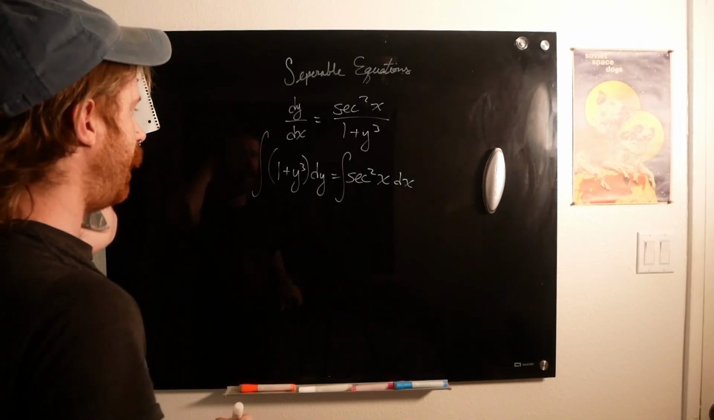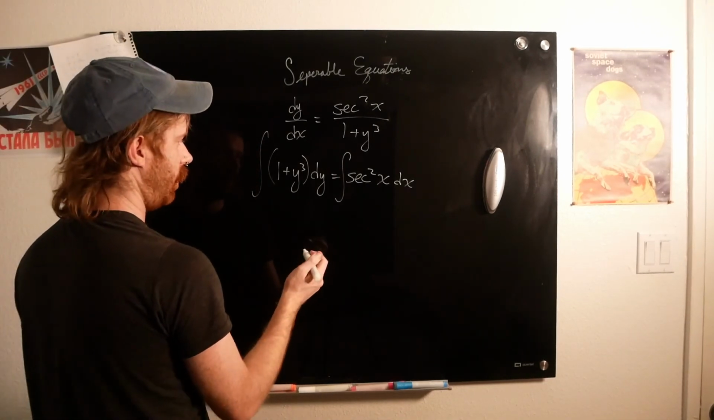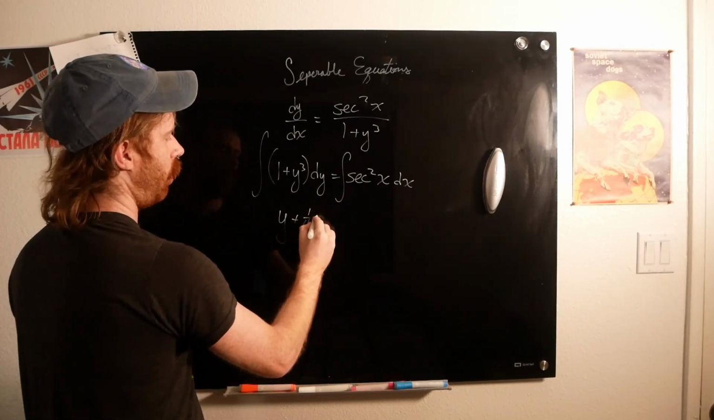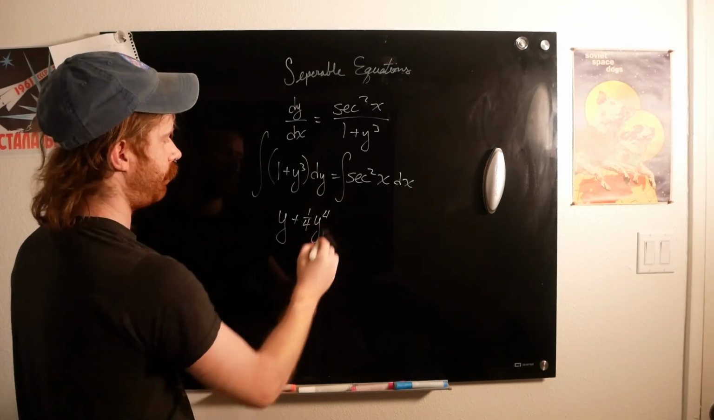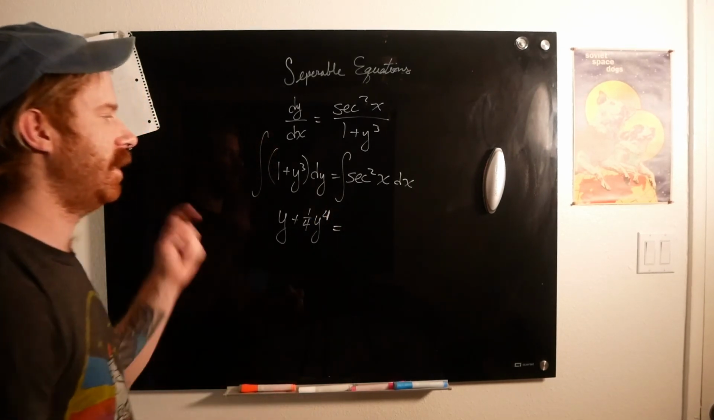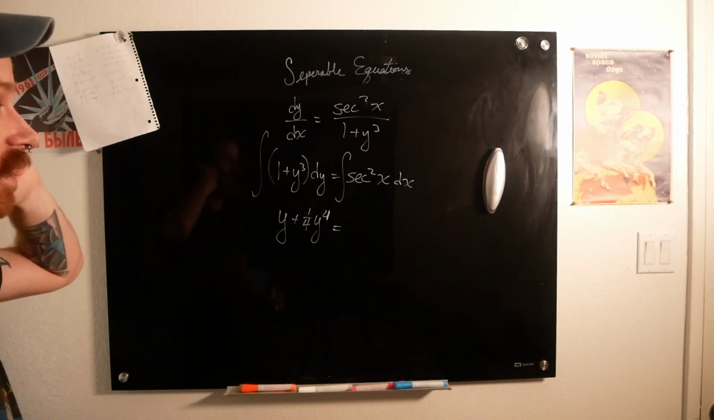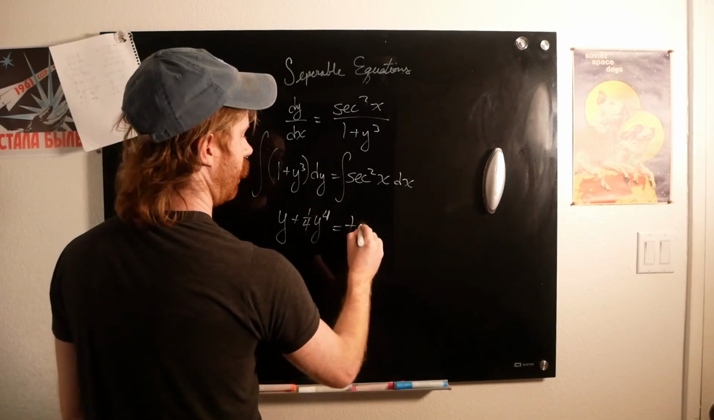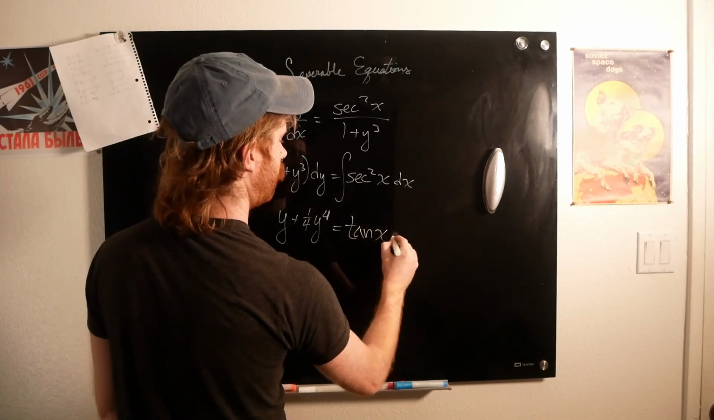So now we have the integral of 1 again. The integral of 1 with respect to y is just y plus 1 over 4 y to the fourth equals, well, the integral of secant squared of x, that's a trig identity. The derivative of tangent is secant squared. So this is going to be tangent of x plus c.